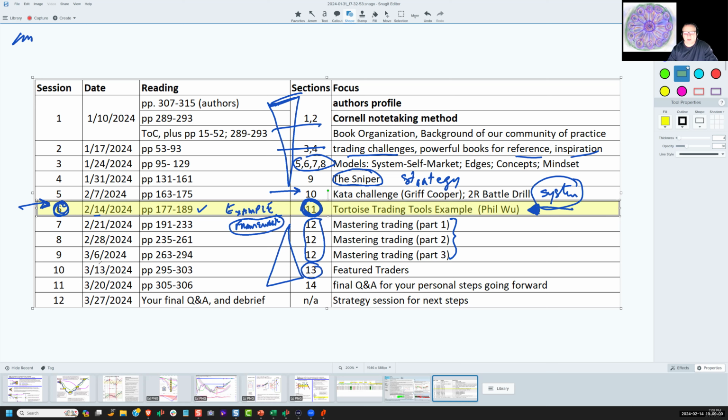In section 13 on March 13th, a month from now, we'll take a look at 10 different examples of traders who have been applying all this stuff in their own personal trading. And then section 14, which is session 11 on the 20th, is a chance to talk about your personal steps going forward. And then on the 27th, after you've had a week to think about your personal steps going forward, I'll do one final wrap up of personal learning strategy and application strategy. And that's what the course looks like going forward.